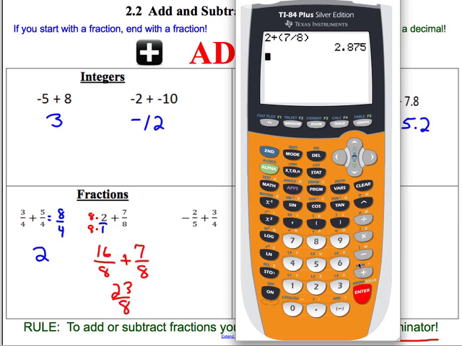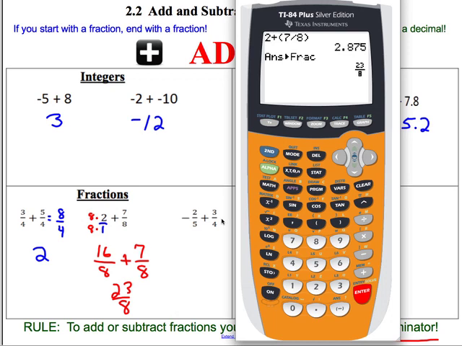2.875 is the decimal form, but if you notice at the top, I said when you start with a fraction, you got to end with a fraction. So to bring it back, if you come up here to the math button, right below the alpha, it says math. And the very first one, frac. Math frac. I love the math frac. It really just means fraction. So we got math frac, hit enter, and it's going to take your answer and turn it into a fraction. It's magic. 23 eighths. So the calculator will do it.